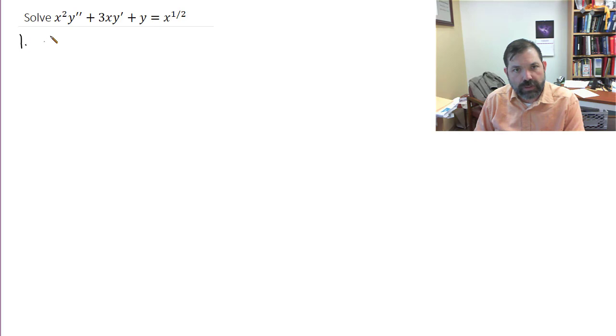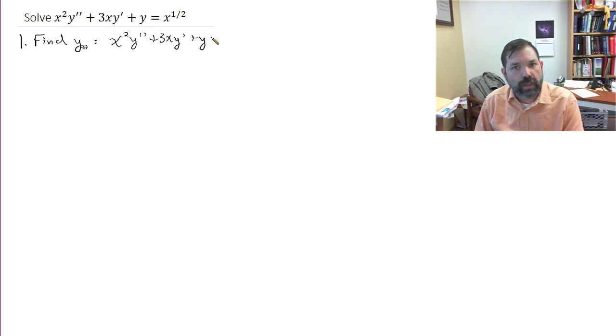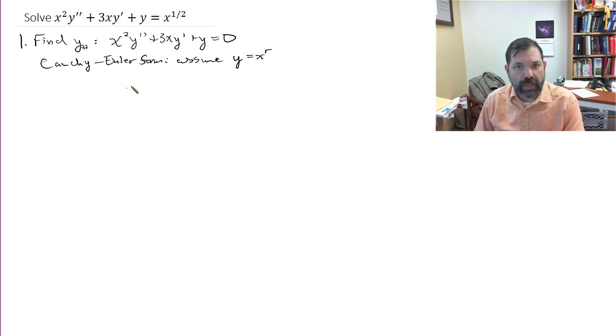So let's find the y sub h. So let's solve x squared y double prime plus 3xy prime plus y is 0. I see this is a Cauchy-Euler form. So I assume y equals x to the r, and x is positive. And so then that gives me the auxiliary equation.